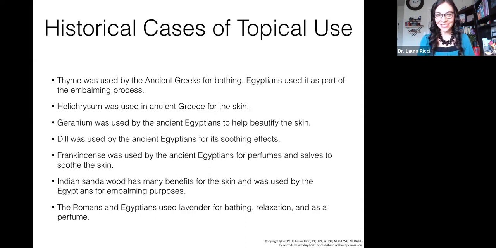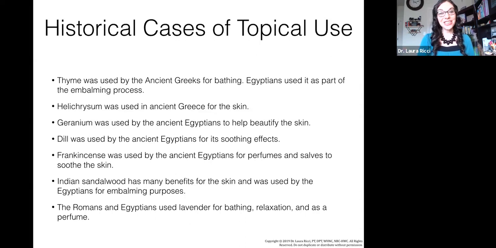Dill, if you were lucky enough to snag dill, it was a limited oil back in the summer a while back. This was actually used by ancient Egyptians because it has a lot of soothing effects. We know frankincense was used also by the ancient Egyptians for perfumes, for salves, to really soothe the skin. And then Indian sandalwood has many benefits for the skin as well. And the Egyptians also used it in embalming processes. And Romans and Egyptians used lavender for bathing, for relaxation, using it as a perfume.